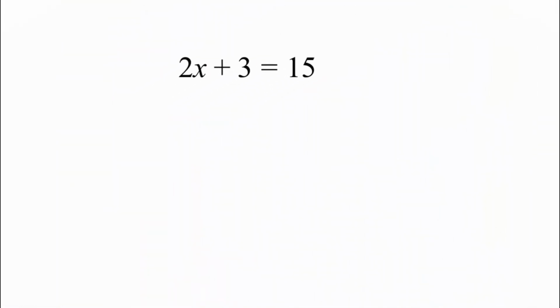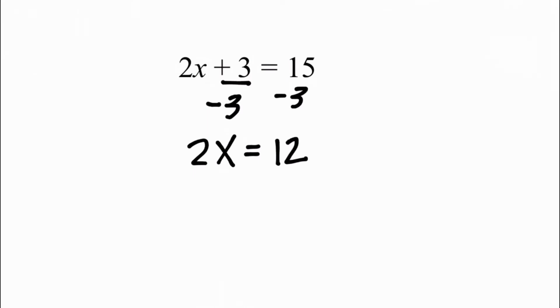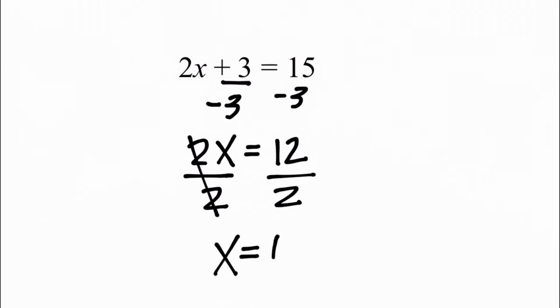Okay, I hope you got it. If not, no worries. First thing we're going to do is we're going to get rid of what's furthest away from the x. So this 2 is real close. So let's work on the 3 first. So we're going to do minus 3 minus 3. 2x equals 12. Okay? Then, remember our goal is to get the x by itself. We can't yet because we need to divide it by 2. This cancels out and it becomes x equals 6.